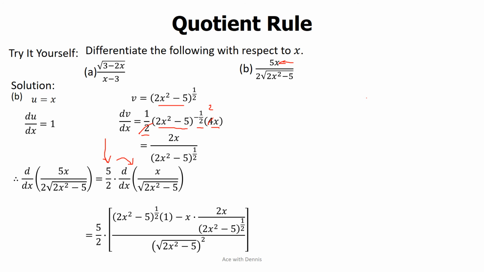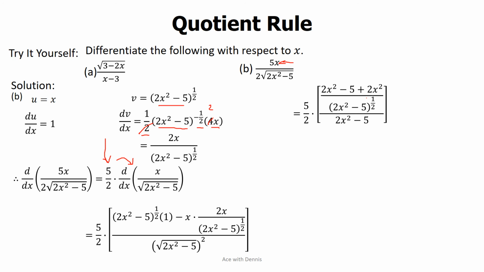So the v is (2x squared minus 5) to the power half. Differentiate the u, I get 1. Then minus the u is x. Differentiate the v, I get 2x over (2x squared minus 5) to the power half, over the square root of (2x squared minus 5) squared, which is the v. Alright, and then from here, I combine the two terms at the top, right? It becomes (2x squared minus 5) plus 2x squared over (2x squared minus 5) to the power half, over 2x squared minus 5.